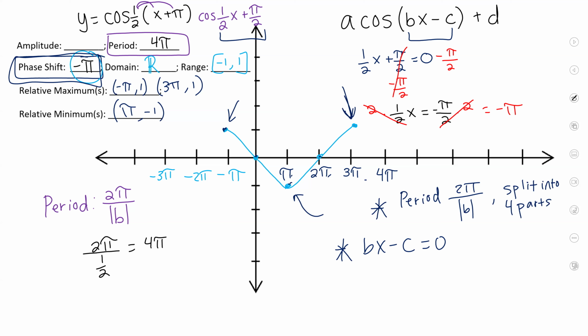Okay. A little bit more. Did I have a d value in my problem?